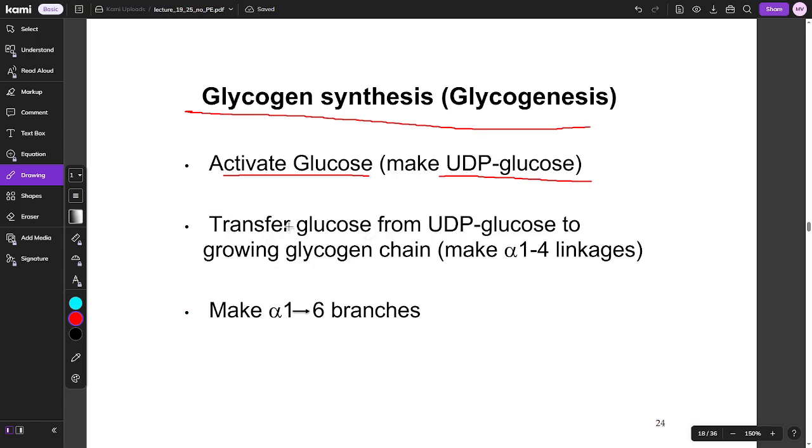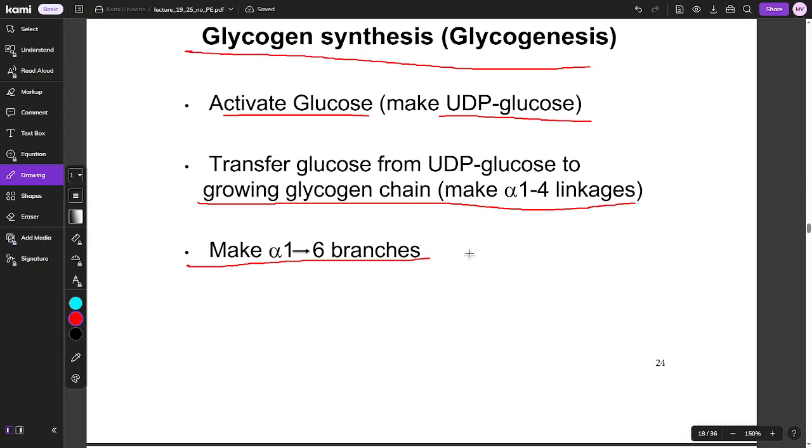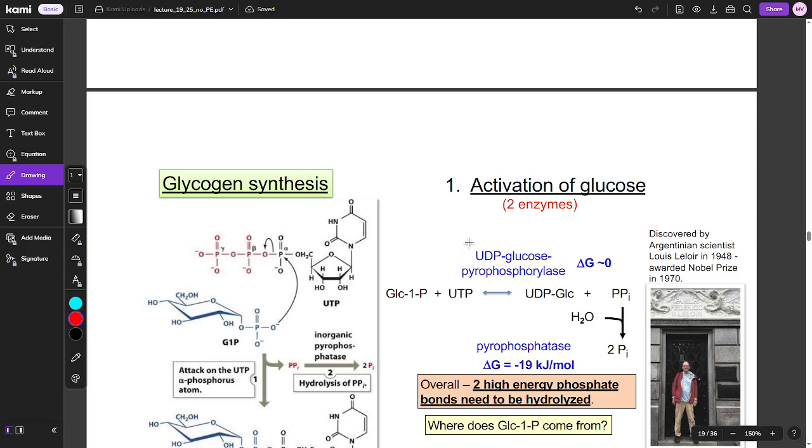Then we have to transfer the glucose from UDP glucose to a growing glycogen chain, and then we have to make these alpha 1,6 branches. So we have to make alpha 1,4 chains and alpha 1,6 branches. So how do we do that?